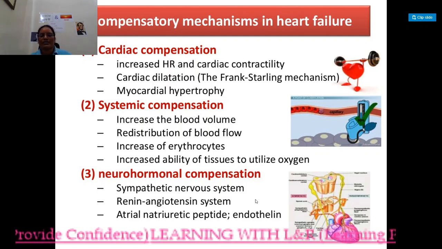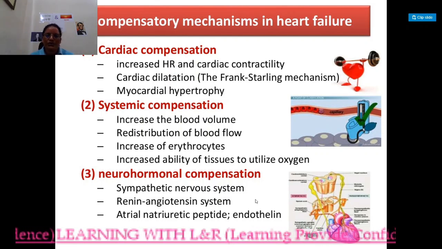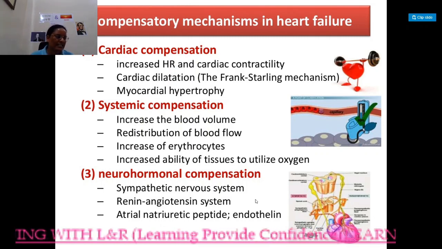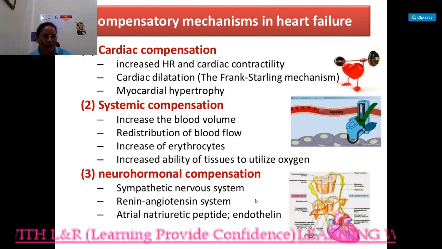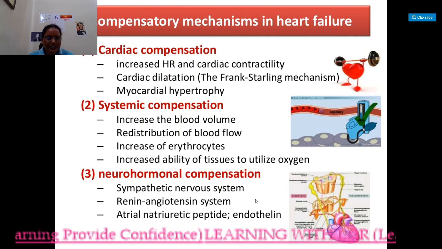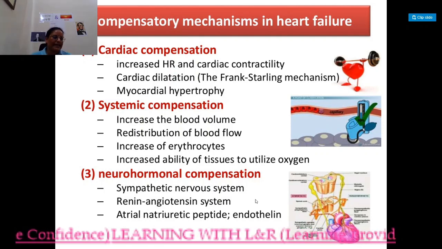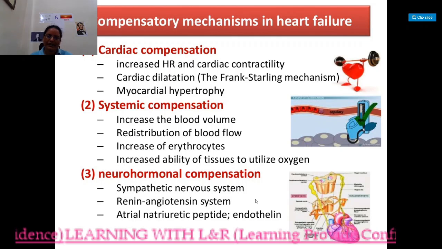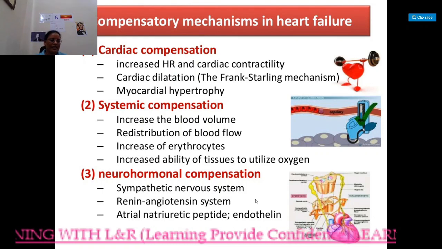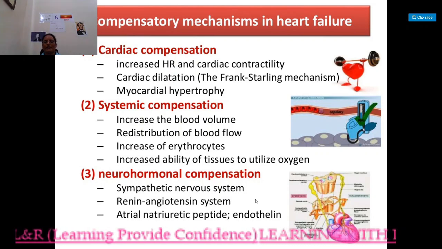Then neurohormonal compensation: the sympathetic nervous system commands the body to respond to the stressful situation. The renin-angiotensin system is a hormone system that regulates blood pressure and fluid-electrolyte balance. Then atrial natriuretic peptide, also a hormone, helps to lower the BP when BP is high. Then endothelin is also a hormone, and it constricts the vessels and raises the blood pressure when needed.